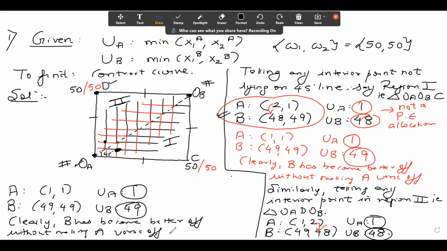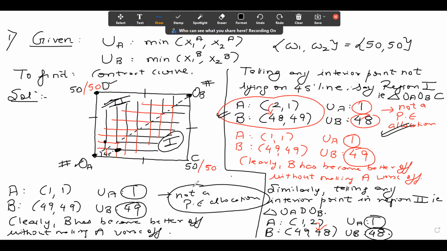So again, all I can say is that any point in region 2 is also not Pareto efficient. So I can say this is not a Pareto efficient allocation. So what we have shown is that any point on the 45-degree line is Pareto efficient. But if I take any random point in region 1, it is not Pareto efficient. If I take any random point in region 2, it is again not Pareto efficient. Where region 1 is my triangle OA OB C and region 2 is my triangle OA D OB.